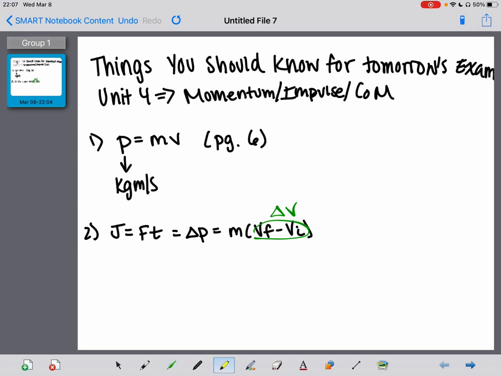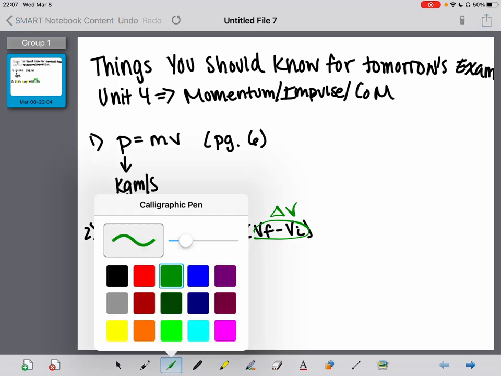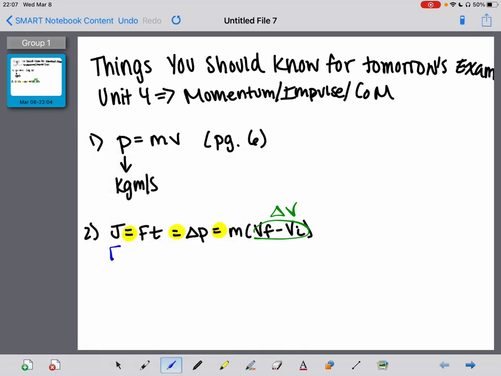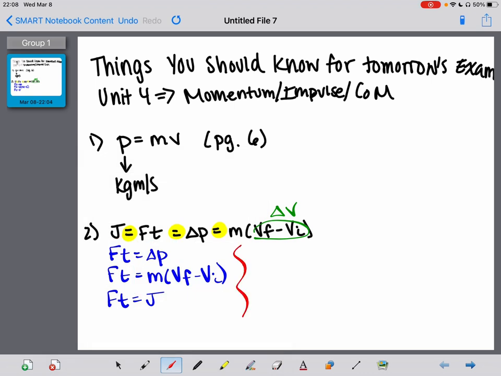I'm going to give you a hint. On your tests or any practice questions, I want you to notice that all of these have equal signs in between them. And what that means is I can say that Ft is equal to delta P. I can say that Ft is equal to m times Vf minus Vi. Ft equals J. If I go over here, I can say that delta P is equal to J, delta P is equal to F times t, and delta P is equal to m times Vf minus Vi.